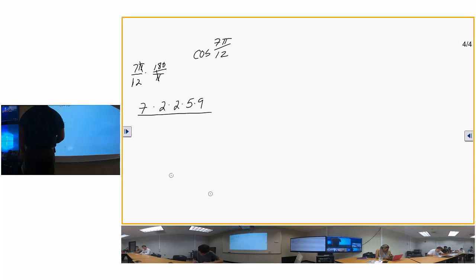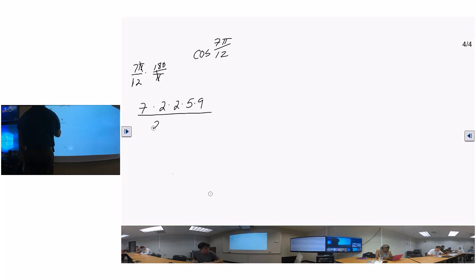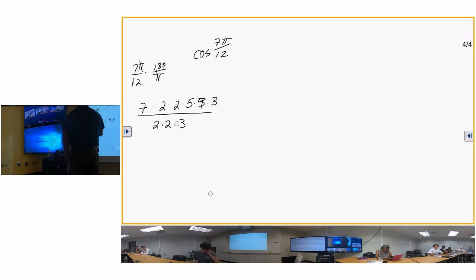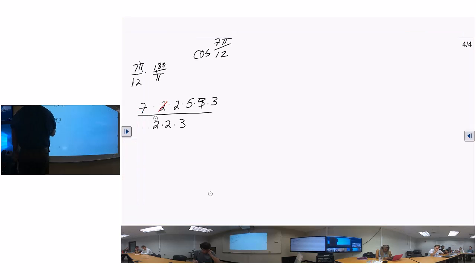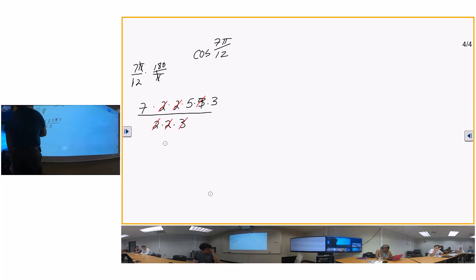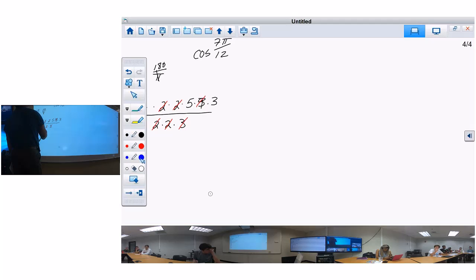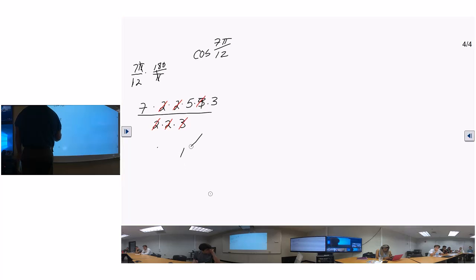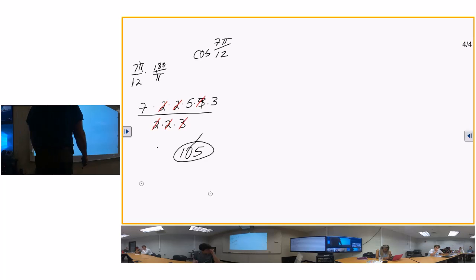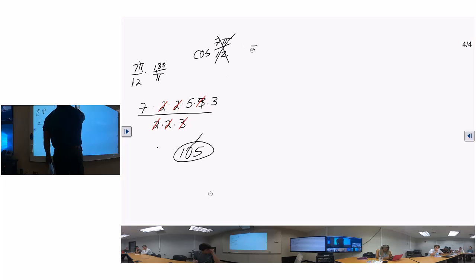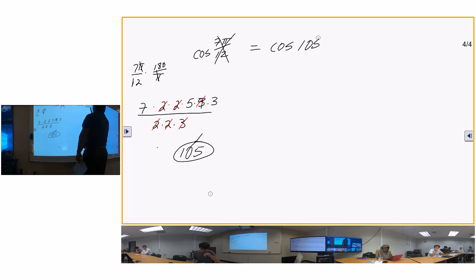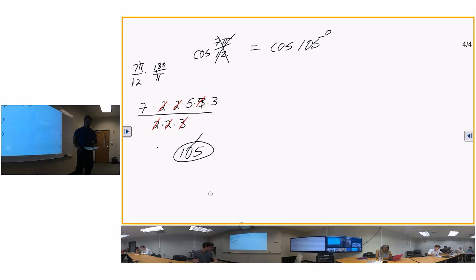Somebody check that for me. And then 12 is 2 times 2 times 3. Yeah. And there's 3 times 3 here. So the 2's cancel, the 2's cancel, the 3's cancel. And that leaves you with 7 times 5, which is what? 35, 105? Forget this, because nobody speaks in terms of 7 pi. Cosine of 105 degrees. Now, go to it. 60 plus 45, hint, hint.